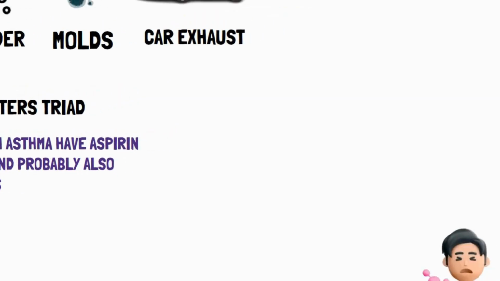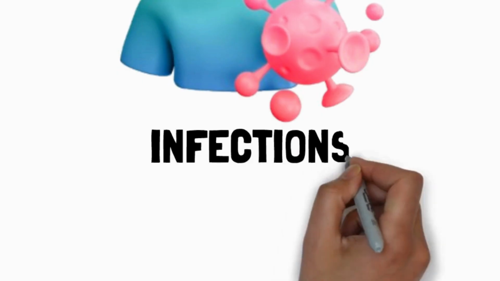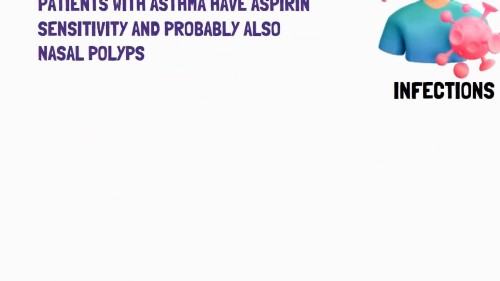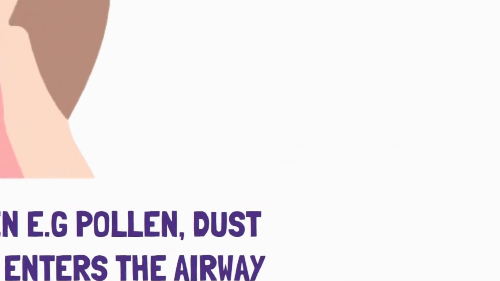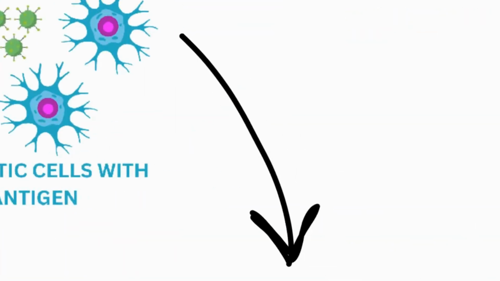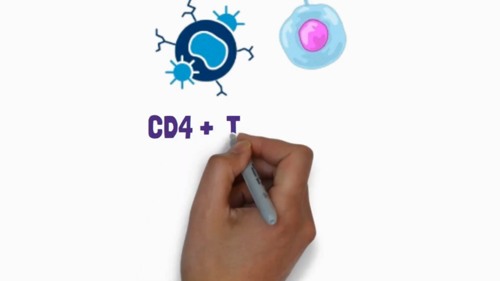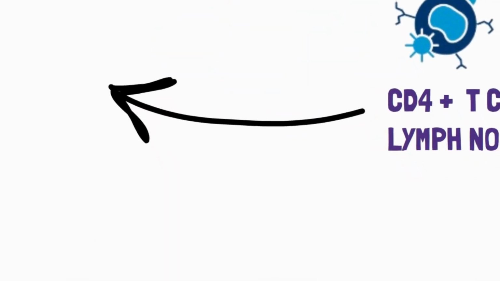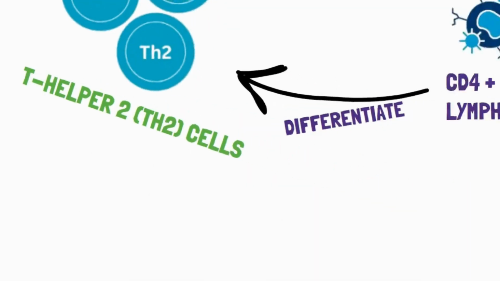Another important factor that may exacerbate asthma is infections, and these are mostly viral infections. Excessive exercise and cold air may also trigger asthma. An allergen, for example pollen, dust mite, and mold, enters the airway and is captured by dendritic cells. These dendritic cells present antigen to naive CD4 T cells within the lymph nodes. In asthma-prone individuals, these T cells will then differentiate into type 2 helper cells.